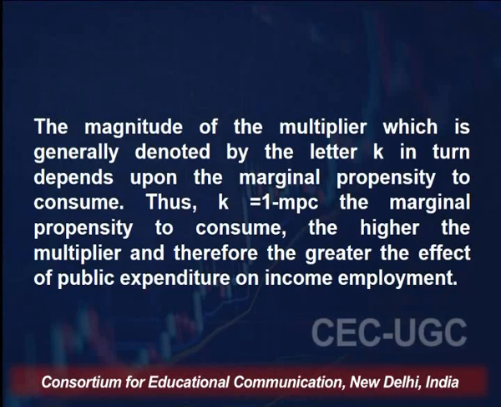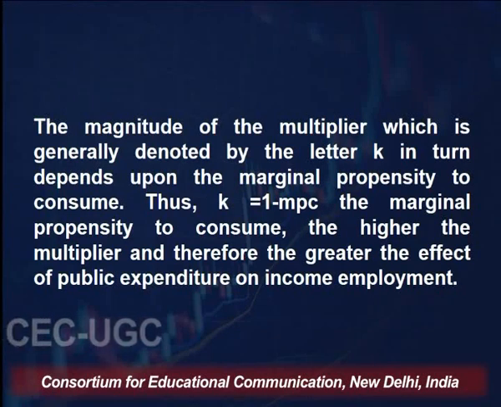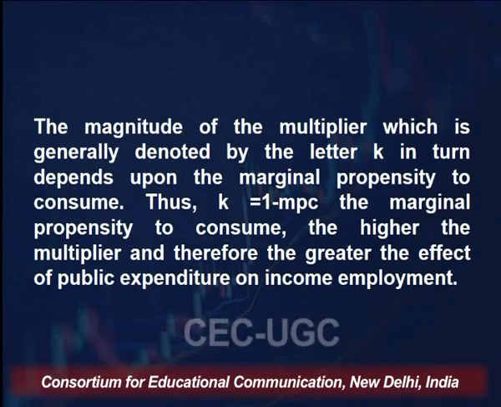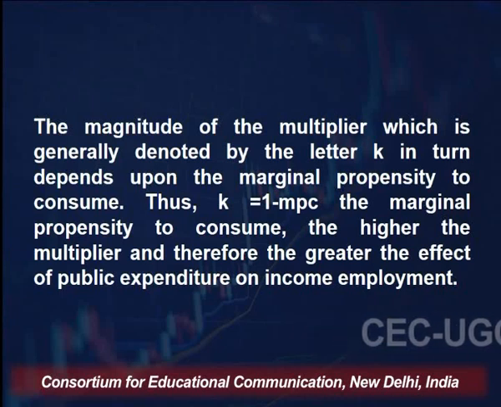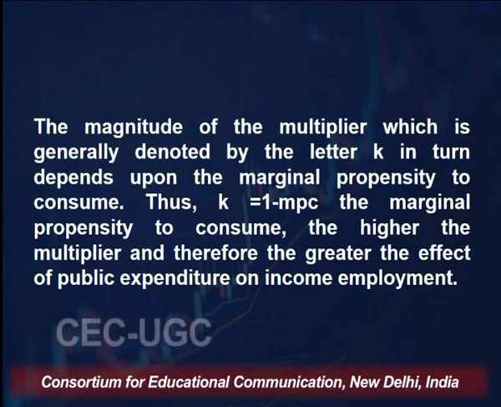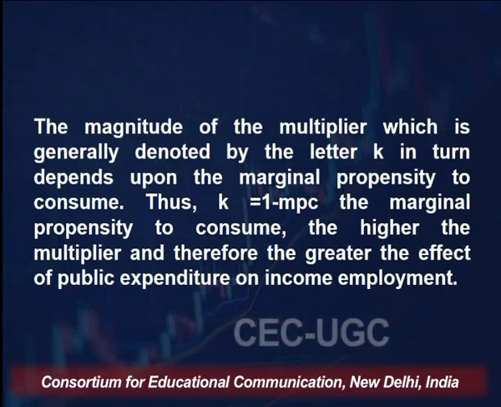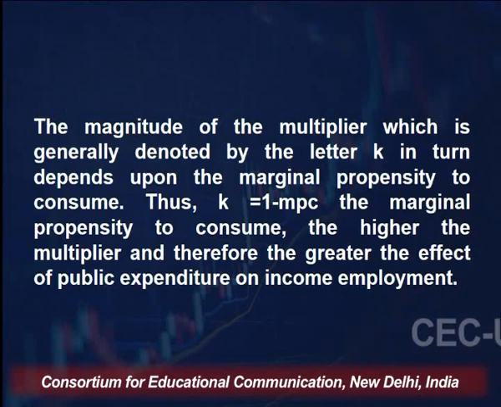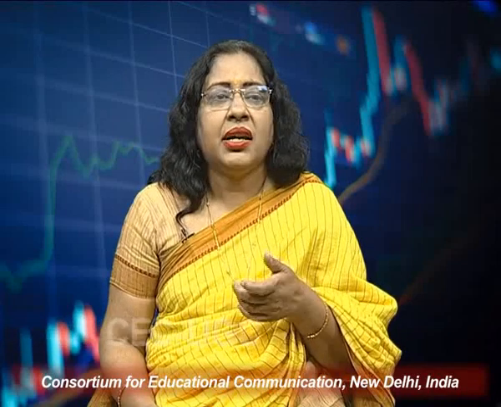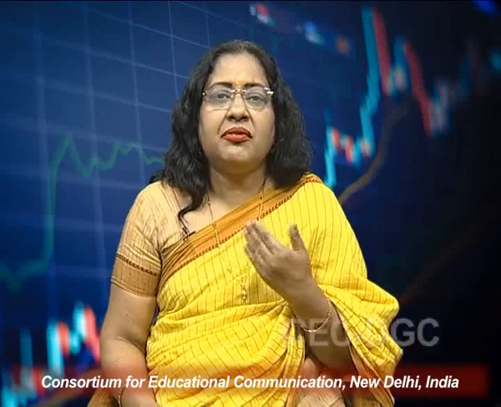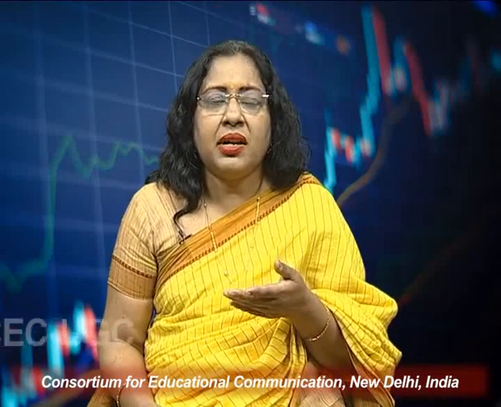The magnitude of the multiplier, which is generally denoted by the letter K, in turn depends upon the marginal propensity to consume, and therefore K is equal to 1 divided by (1 minus MPC), where MPC is the marginal propensity to consume. The higher the multiplier, the greater the effect of public expenditure on income and employment. Because if the multiplier is high, income will increase by a larger multiple, and that will lead to an increase in the demand in the economy.